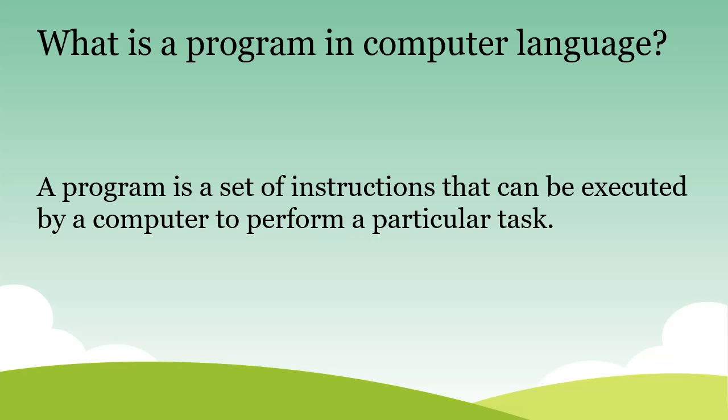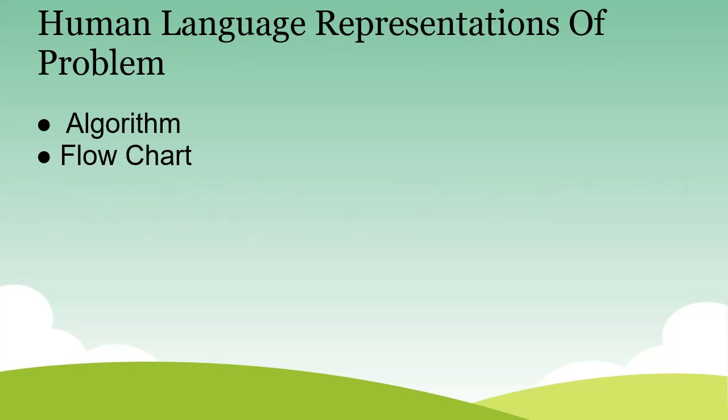So let's look at what's a program in computer language. A program is a set of instructions that can be executed by a computer to perform a particular task. And it can be anything like the mathematical computations or any other functionalities that need to be executed by the computer. We usually use programs to solve a problem.